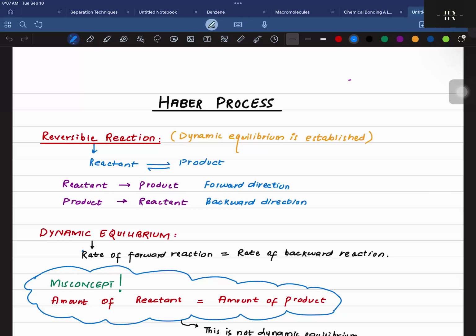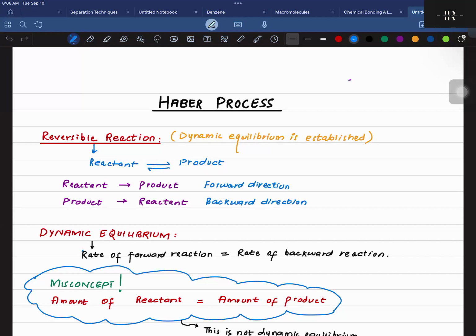Okay. Yes. So in the last class, we did equilibrium, and today we are going to discuss the Haber process and the contact process. Okay. So basically, this is an equilibrium reaction, right?